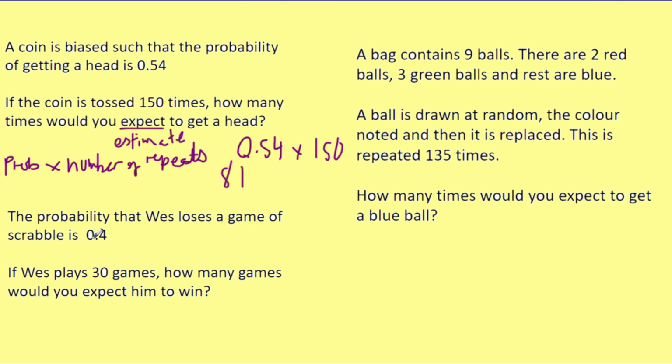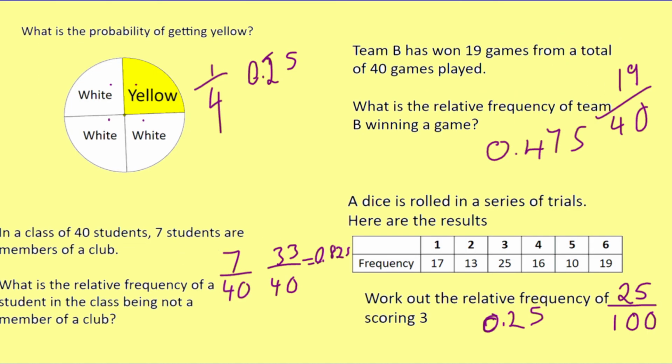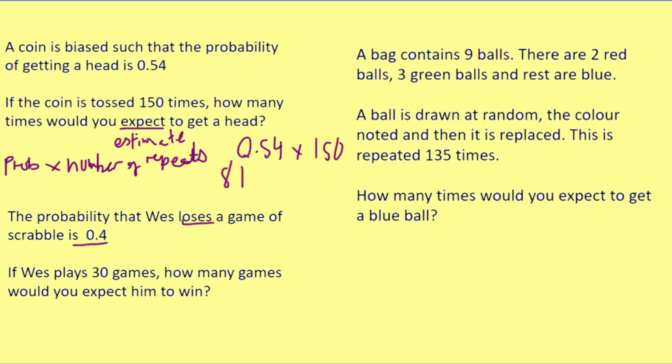Okay. The probability that Wes loses a game of Scrabble is 0.4. If he plays 30 games, how many would you expect him to win? Okay, so now we've got a little bit of a confusing part. The probability that he loses is 0.4. So going back to what we did on the previous page, if there's only two options in Scrabble, you win or you lose.